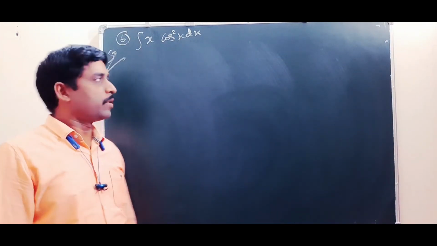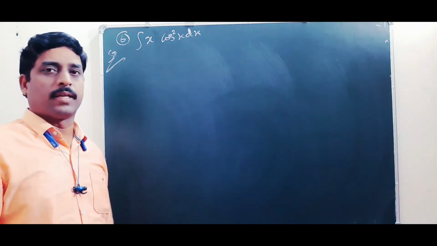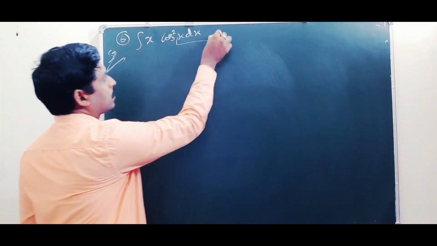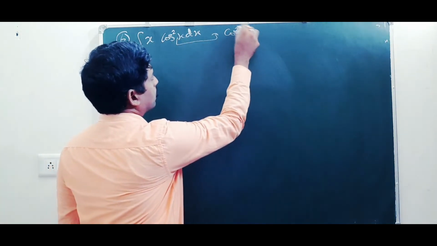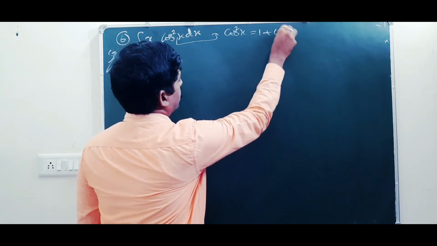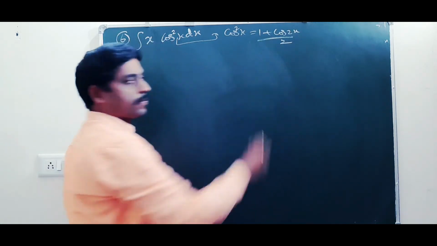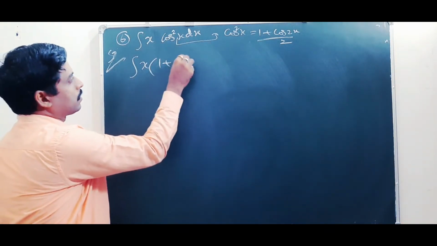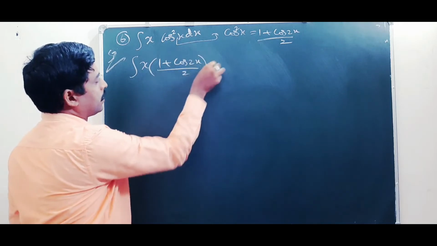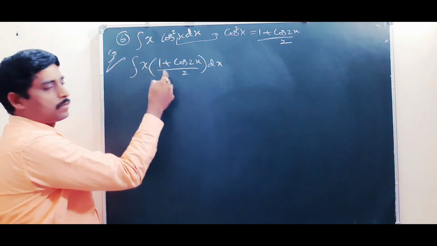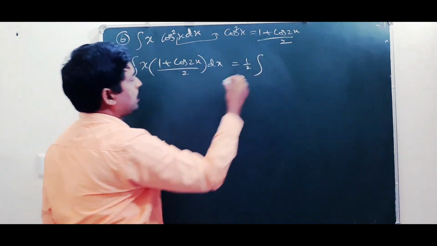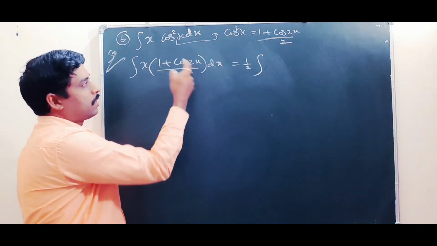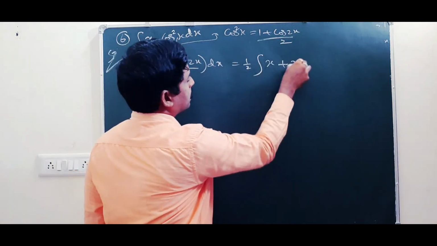Okay, let us go to the next problem. Integral x cos²x dx. Okay, we have the cos²x formula: (1 + cos 2x)/2. So integral x into (1 + cos 2x)/2 dx. In this, 1/2 constant, integral, so this x multiplied to all: x into 1, x, plus x cos 2x.